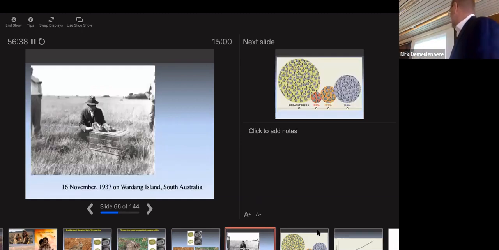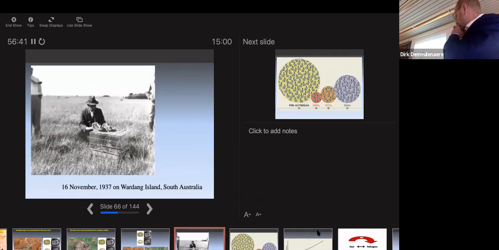And so they started an experiment on the 16th November 1937, and well, they were a little bit concerned about the biosecurity. So they released infected rabbits on Wardang Island, south of Australia. It worked perfectly well. Rabbits were dying like flies. And so they said, wow, that's it. We found the trick. And then before they took the decision to release the virus on the main continent, they realized that the virus was there. So the virus basically jumped from the island, so safety was totally, the confinement was completely a failure.